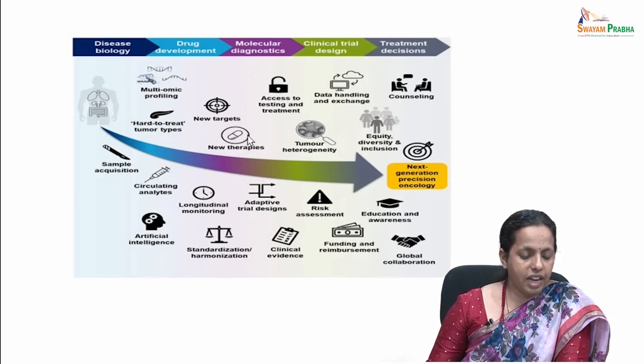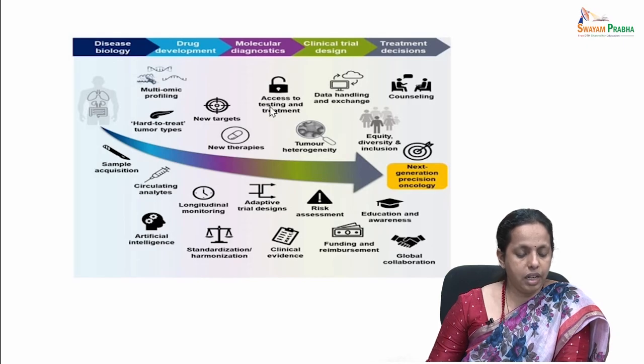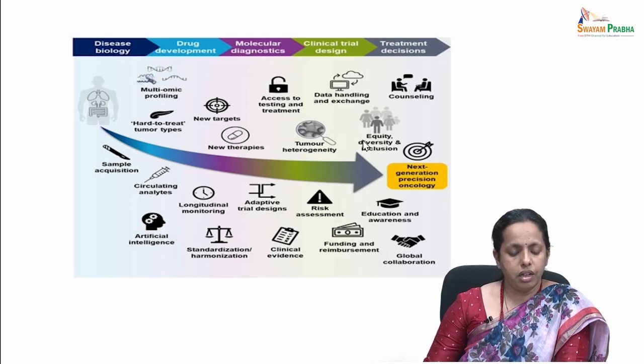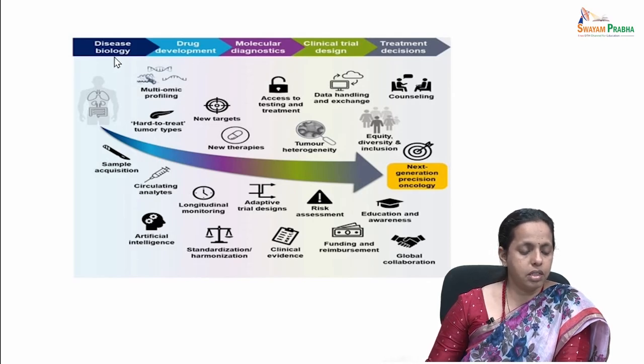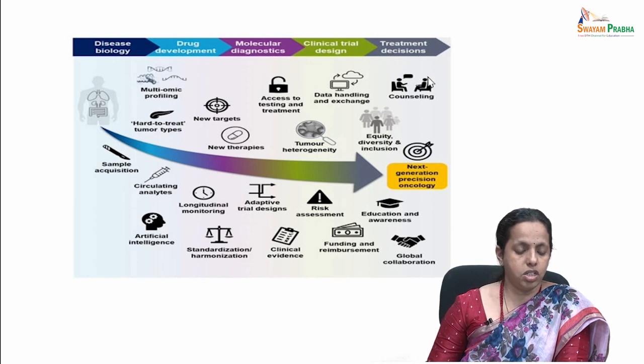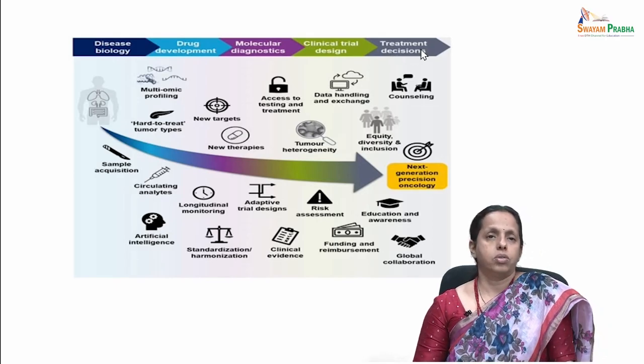And then you have access to testing and treatment. Then again you go for your tumor heterogeneity, and again go for your profiling, and then data handling. This whole treatment strategy should be given to all strata of people, and then you counsel the patients. So this is the disease etiology, then you have the drug development, and then the molecular diagnostics and the cancer clinical trial design. We will all be talking in detail in the next class, and the treatment decisions. This all is rhyming with your tumor board, the hospital tumor board councils.